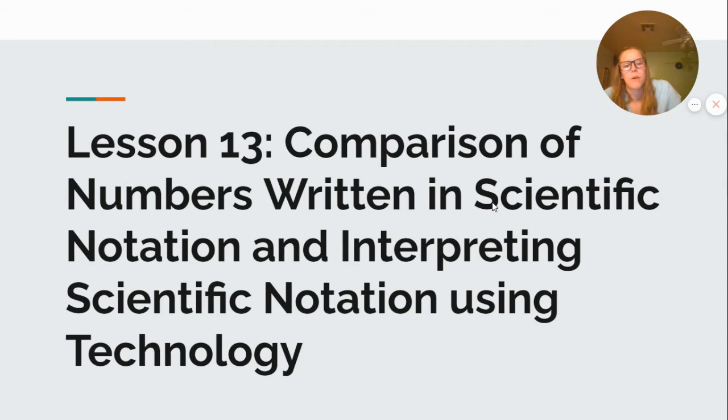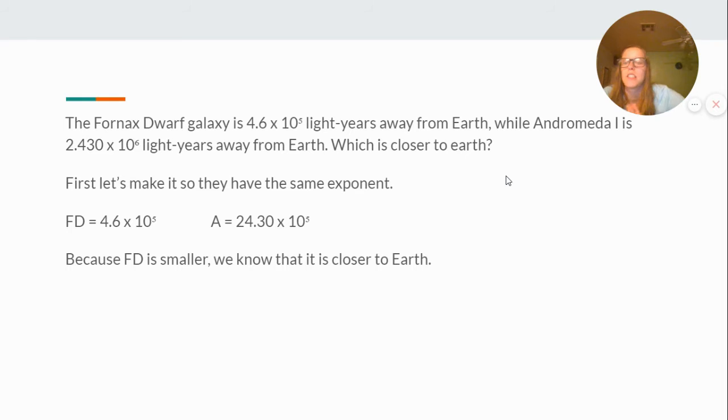So let's go. The Fornax dwarf galaxy is 4.6 times 10 to the 5th light years away from Earth, while Andromeda 1 is 2.430 times 10 to the 6th light years away from Earth. We want to find out which is closer.